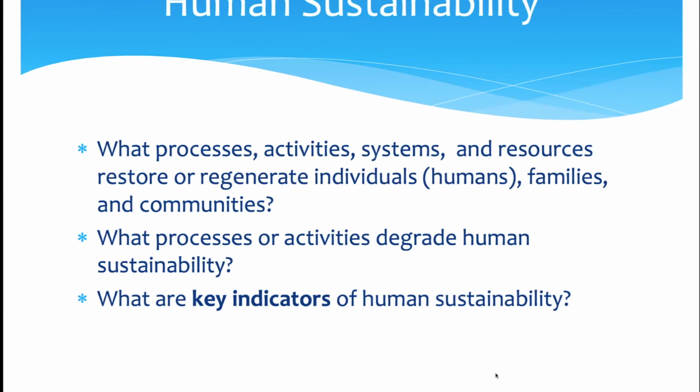So when we talk about human sustainability, think about what processes, activities, systems, resources can restore or regenerate individuals, families, and communities. What do we need? What resources, what processes, what activities and experiences? And then on the flip side, what processes or activities might degrade or undermine human sustainability, well-being? And then what are key indicators of human sustainability? When do we know that we are thriving and regenerating?